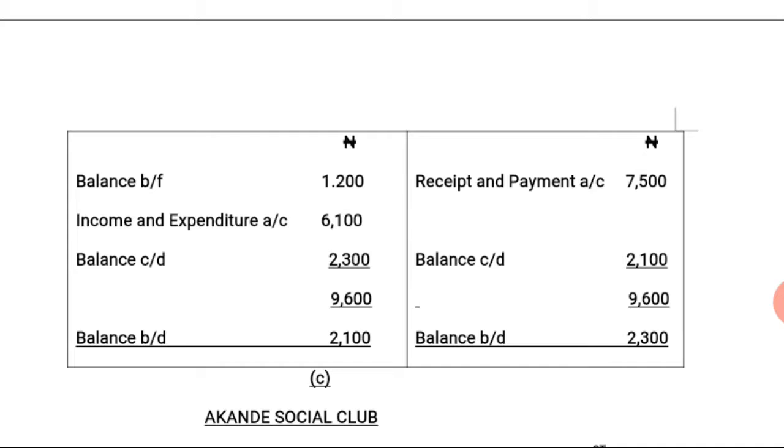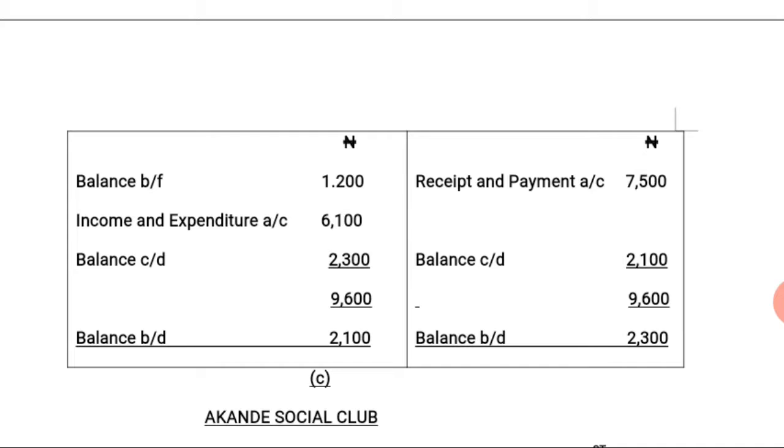Then we have the subscription owing as at the end of 2014, which also stood at 2,100. So the amount that has been collected as cash, which stood at 7,500, plus subscription owing by members for 2014, which is yet to be paid at the time the account is being prepared, which stood at 2,100, is going to be added to the amount that has been collected in the receipts and payment account. So by adding that, you have 9,600.